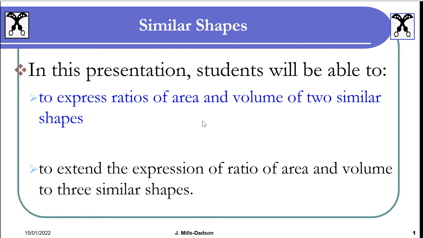In this presentation, we'll be talking about how to express ratios of area and volume of two similar shapes and to extend the expression of ratio of area and volume to three similar shapes.